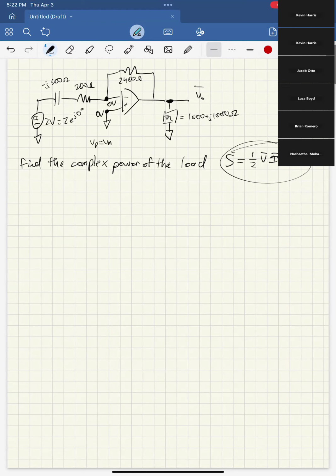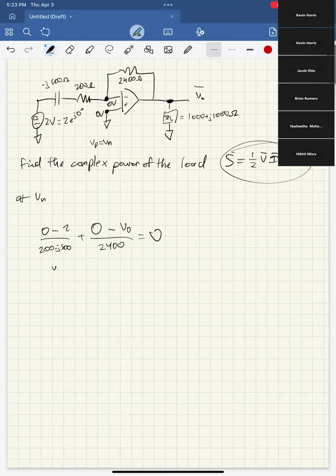And then we just write a little node equation. So I'll say at Vn, we have (0 minus 2) over (200 minus J500), right? Because these two are in series, plus (0 minus V out) over 2400 equals 0. That's our whole node equation. And then we just solve this for V out.